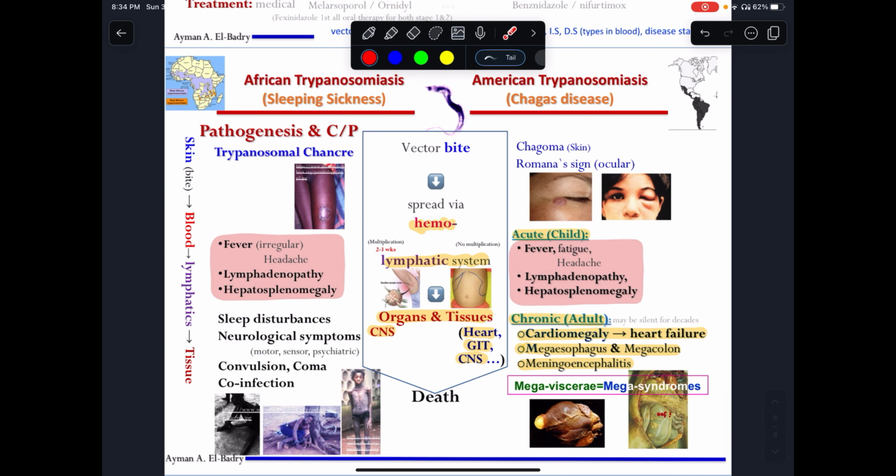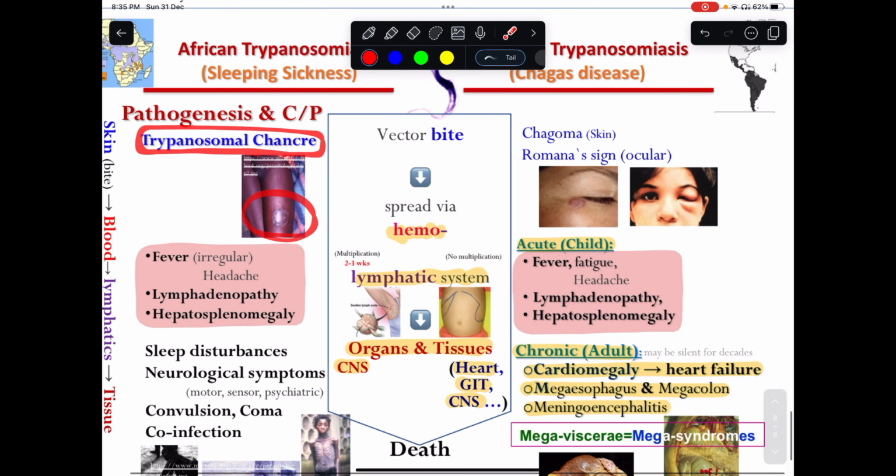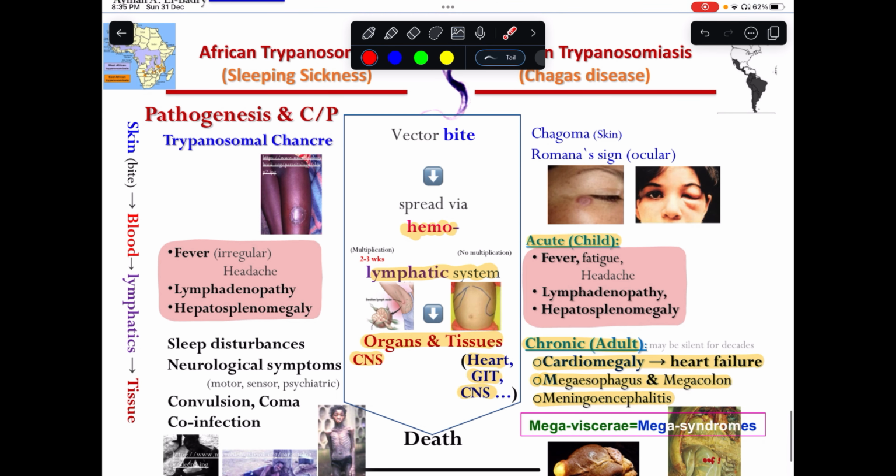So the pathogenesis, first we said skin to blood to lymphatics to tissue. So what's this going to do for us? We can see over here the trypanosomal chancre. I think it's going to be a skin lesion basically. And also, we're going to have fever because it's an infection. Our fever is going to be irregular and cause headaches. We'll have lymphadenopathy because we said it passes through lymphatics, and hepatosplenomegaly.